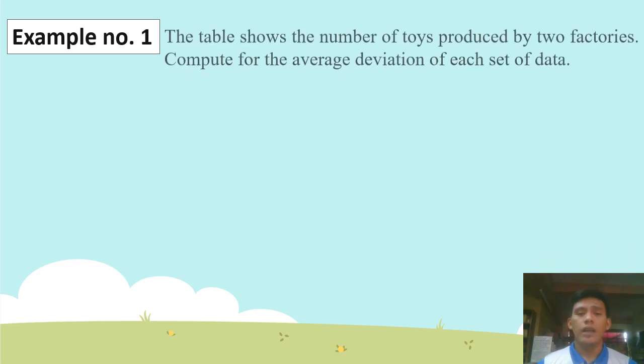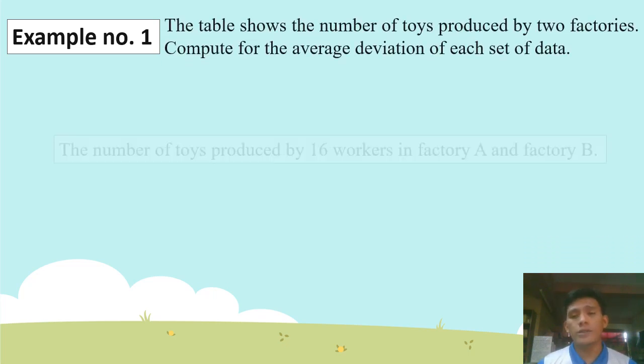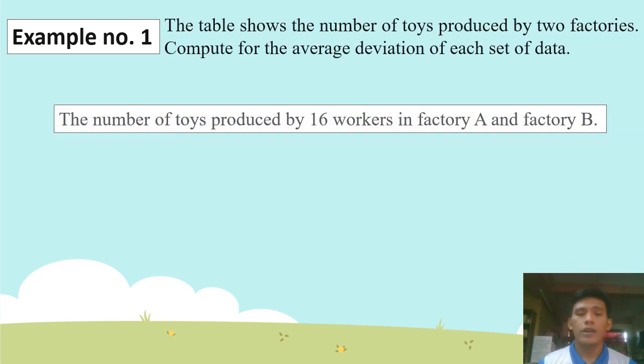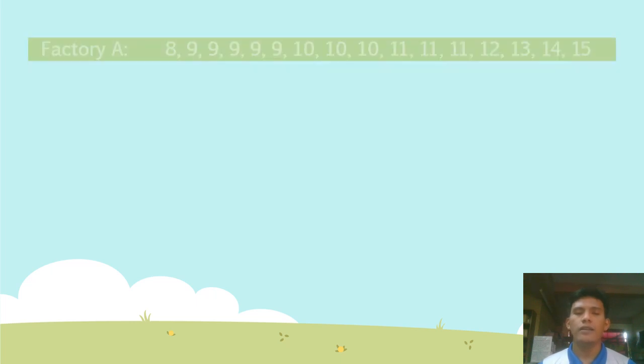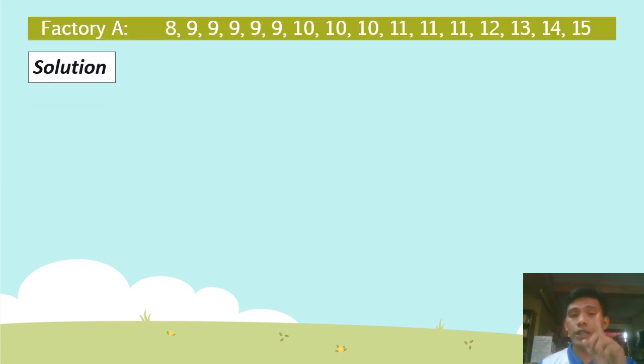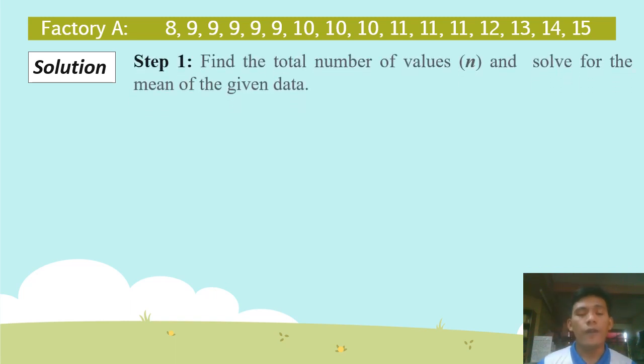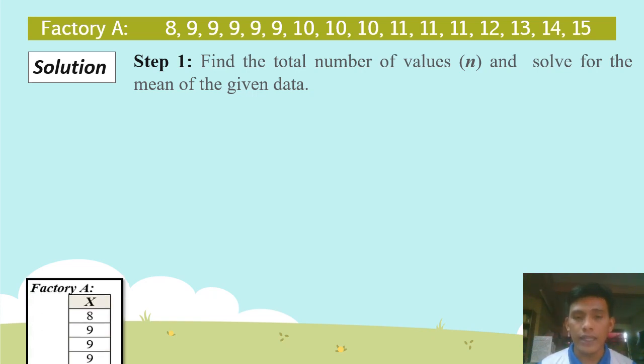Example number one. The table shows the number of toys produced by the two factories. Compute for the average deviation of each data. Same data, factory A, factory B. For factory A, the first thing we need to do is solve factory A. Step 1, find the total number of values, n, and solve for the mean of the given data.